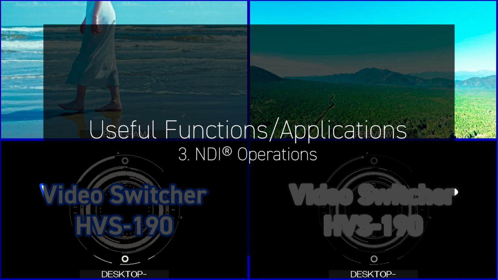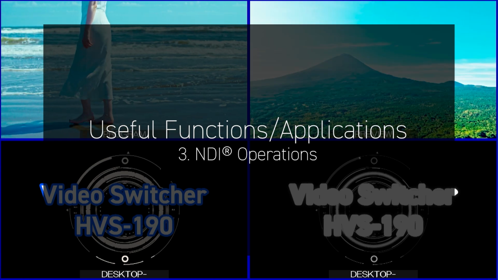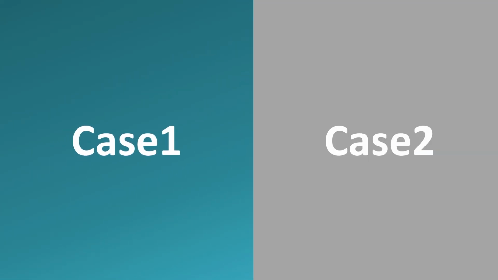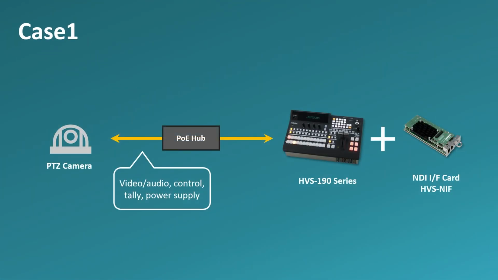The following is an example of how NDI is used. The HVS-190 series, equipped with the HVS-NIF NDI option, provides video and audio transmission, control, tally, and power, with a single LAN cable connection to a PTZ camera supporting NDI. Installation and dismantling can be done in a short time for temporary events.